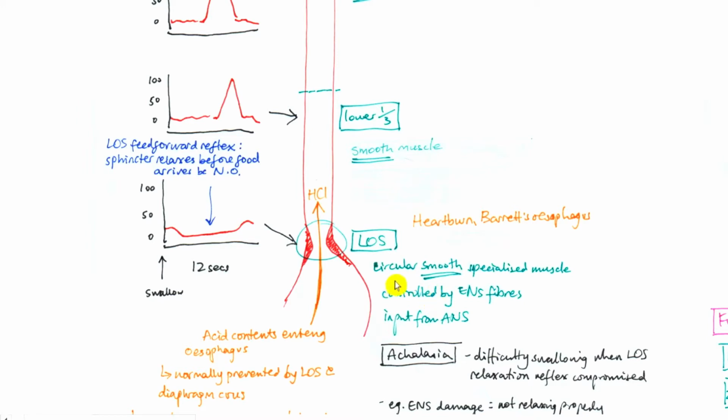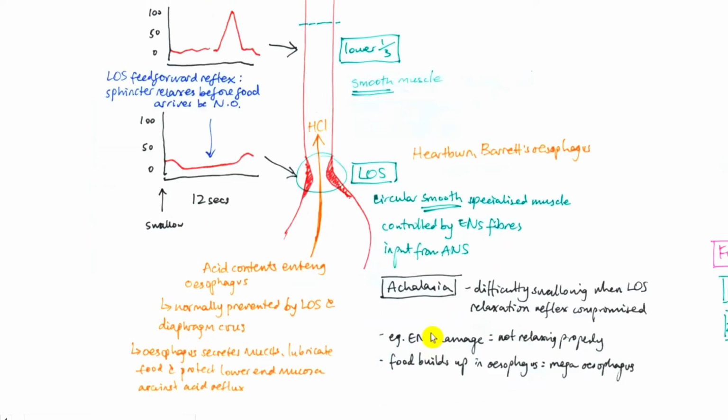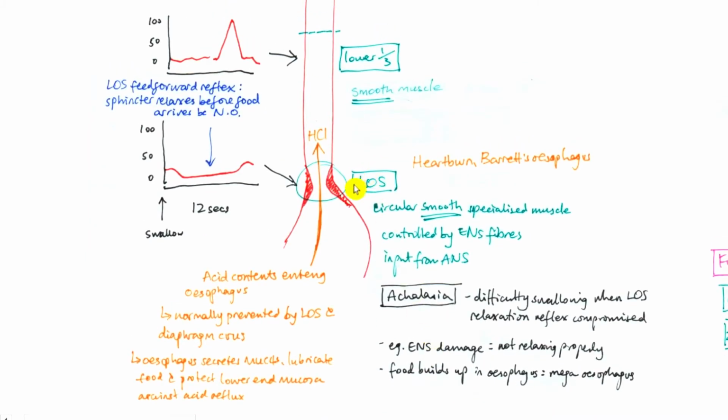It has circular smooth muscle, which is specialized, controlled by the enteric nervous system fibers, with input from the autonomic nervous system. And when the lower esophageal sphincter doesn't work, you can get heartburn and Barrett's esophagus, which are conditions where the acid enters back through the esophagus and causes erosion, which is pretty painful. This is normally prevented by the lower esophageal sphincter and the crus of the diaphragm. The esophagus secretes mucus and lubricates food to protect the lower end mucosa against acid reflux as well.